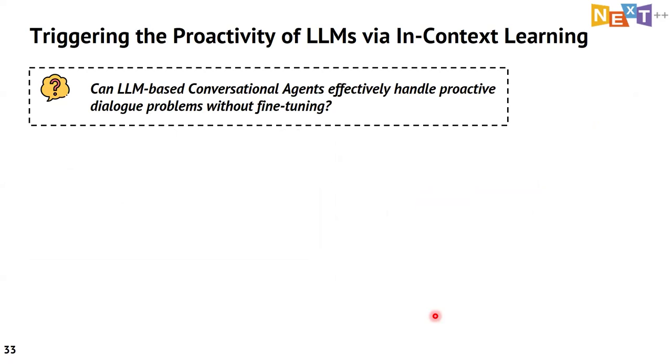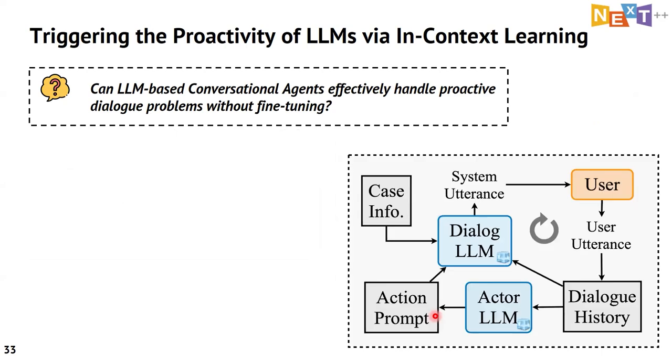So it may raise this kind of question. Can the current LLM-based conversational agents effectively handle proactive dialogue problems without fine-tuning? So here, we first investigate how to trigger the proactivity of LLMs using in-context learning. And here is the diagram. We can see that given the dialogue history, we may ask an actor LLM to generate an action prompt, which can be used for instructing the original dialogue LLM, for example, ChatGPT, to interact with the user. And in some studies, the dialogue LLM and the actor LLM can be unified as one LLM. And here I just separate them for better illustration.